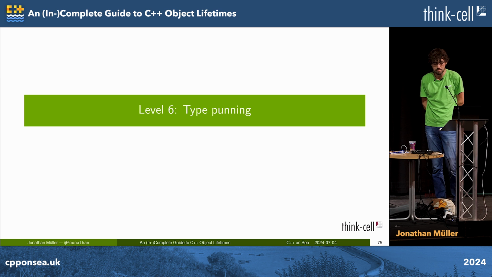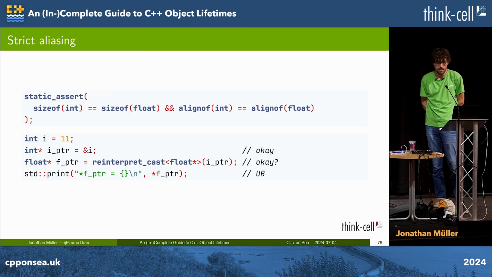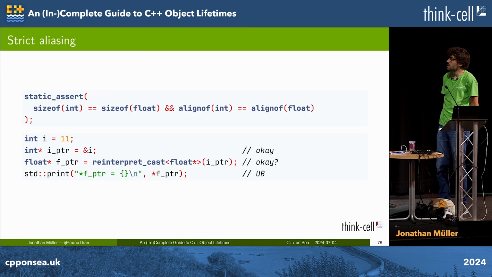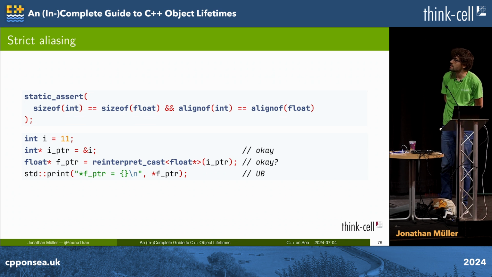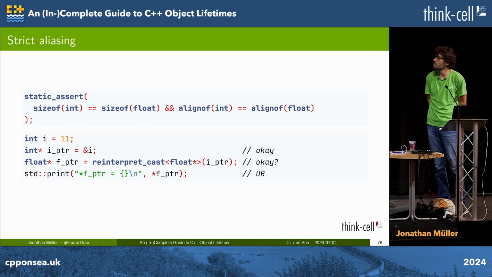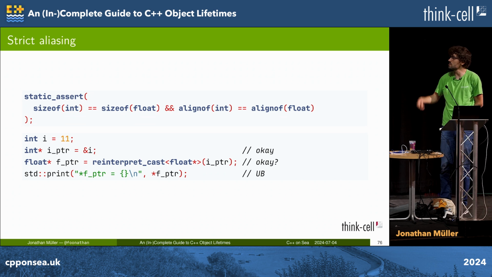So let's look at type punning. Again, we're assuming that int and float have the same size and alignment. We create our int. We take the address of it. Then we reinterpret_cast that to a float, and then we use it.